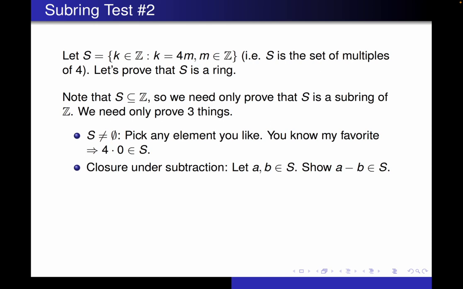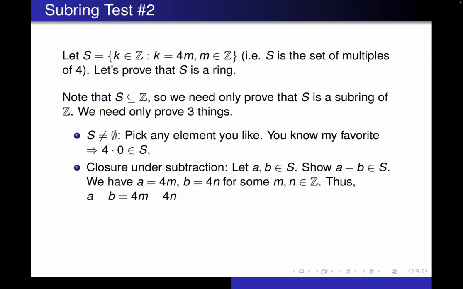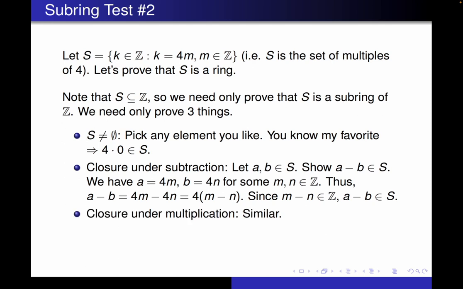This is going to be very similar to closure under addition. So a is a multiple of 4, b is a multiple of 4. When we subtract them, we get 4m minus 4n. We can still factor out that 4. m minus n is still going to be an integer, so that means that a minus b is a multiple of 4 and therefore is in S. And then finally, closure under multiplication is similar to last time. That one you can check pretty easily. And those are our three properties. We're all done. That means that S is a ring.